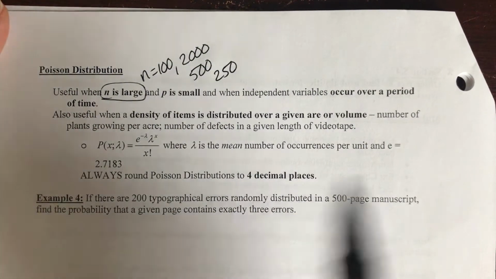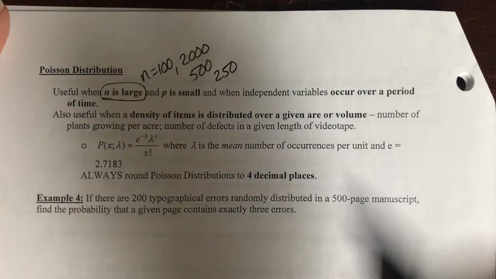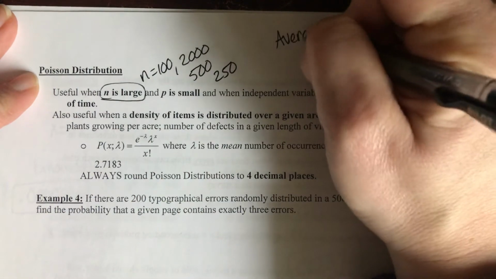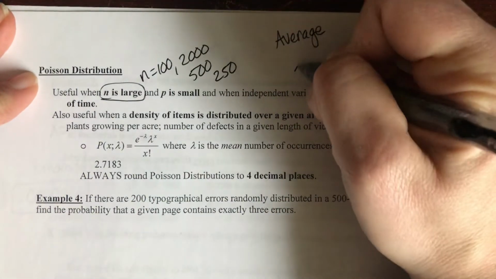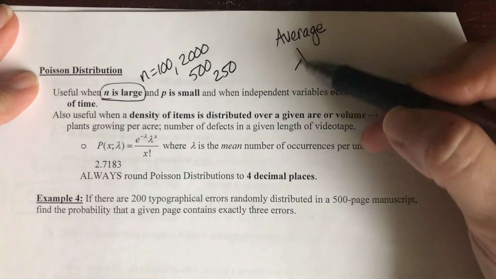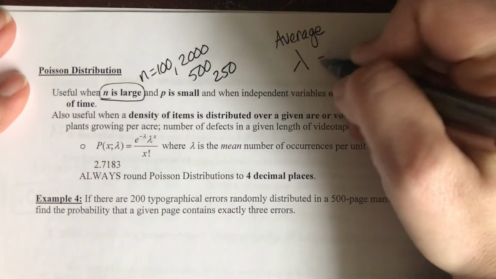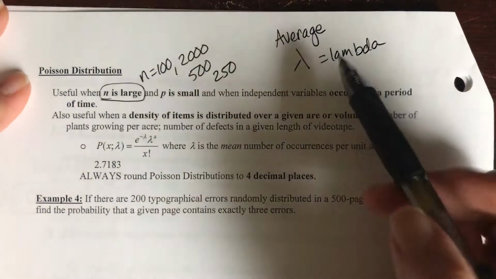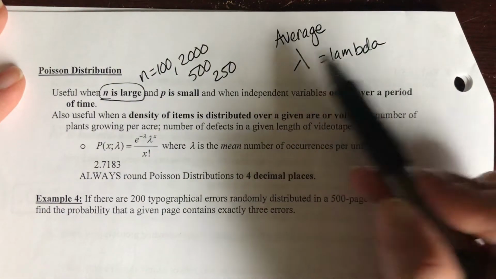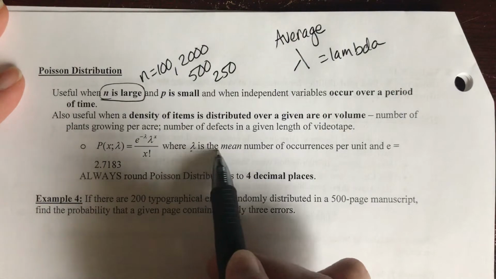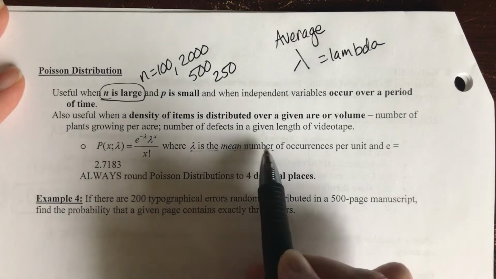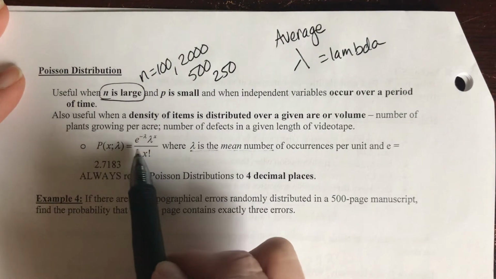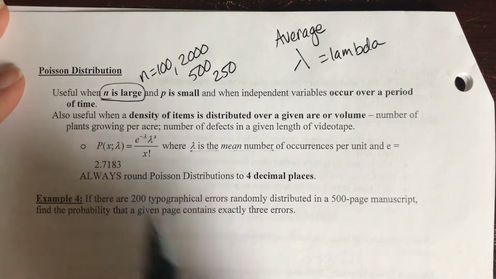The other thing that we need to talk about is that this problem uses averages. The symbol for average is this upside down Y. It's called lambda. It's a Greek letter, and it represents your average, which I put here. Lambda is your mean number of occurrences. Here's your formula, but I'm going to be really honest.